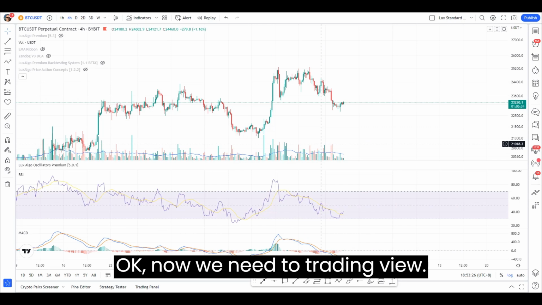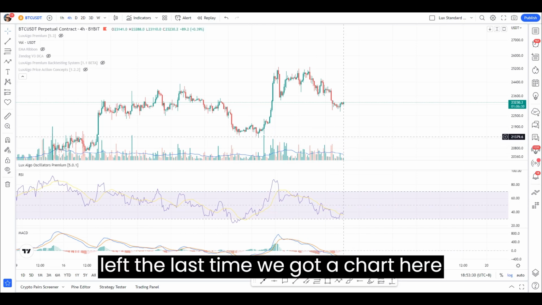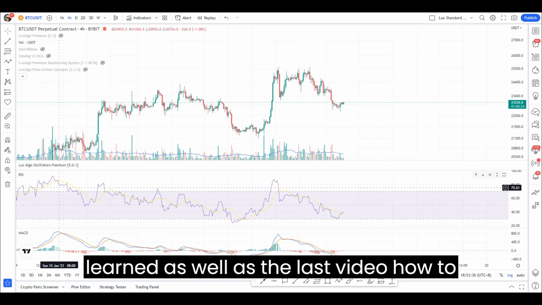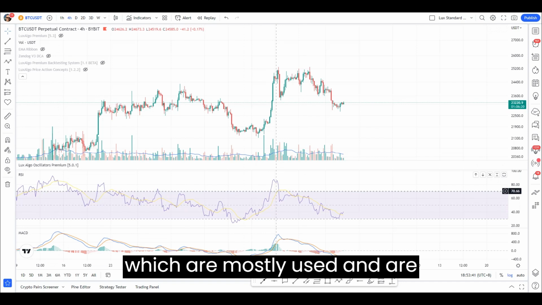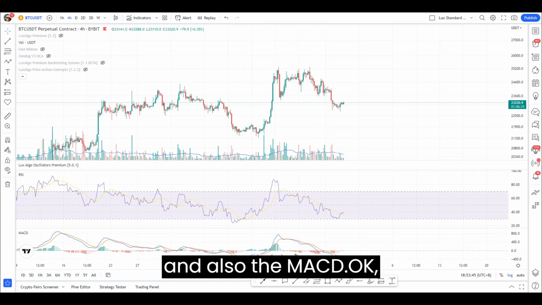Okay, now we're in TradingView. If you remember, this is the setup as we left it last time. We've got a chart here with Bitcoin. As we learned in the last video, how to add the indicators, the two indicators which I mostly use and recommended to set up are the RSI and also the MACD.